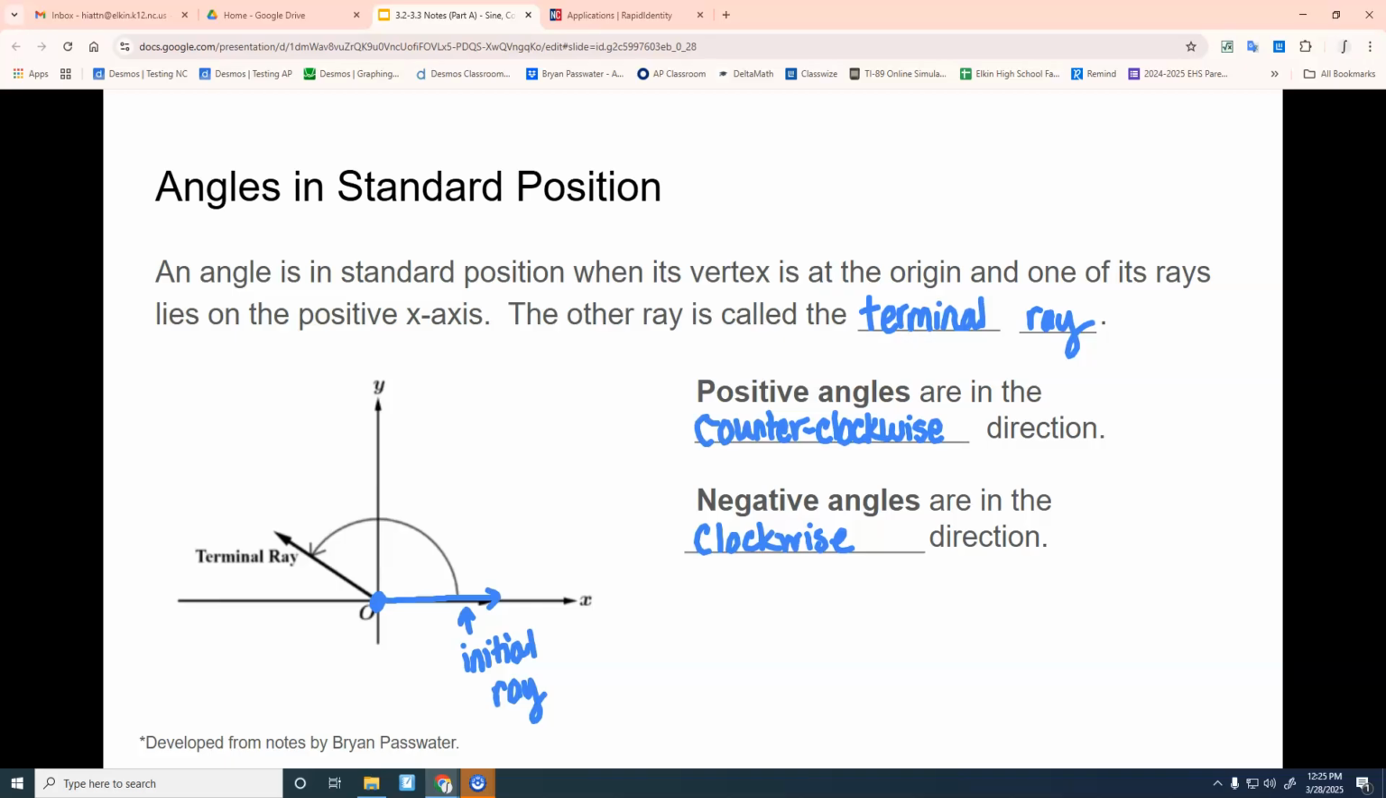Recognize that that second hand on that clock is going this way. That's clockwise. So counterclockwise is the opposite of that. So counterclockwise goes in this direction. Clockwise goes in this direction on the unit circle. Okay, everybody good there? All right.